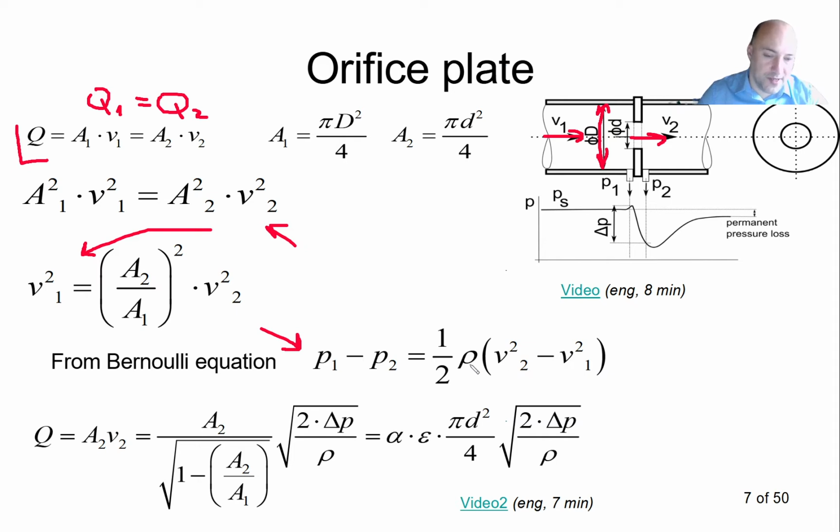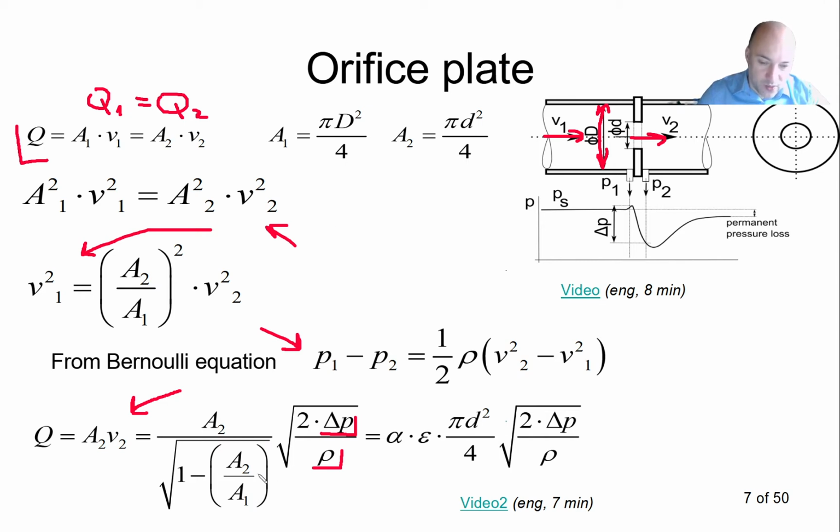Rho is the density. And at the end we can find what our flow rate is. So our flow rate is equal to this quite complicated equation. But we can see that it depends on the pressure difference, delta P, under the square root. It depends on the density of our liquid. And this first term is telling us that it also depends on the geometry, on the cross-section A2 and on the ratio between A2 and A1.